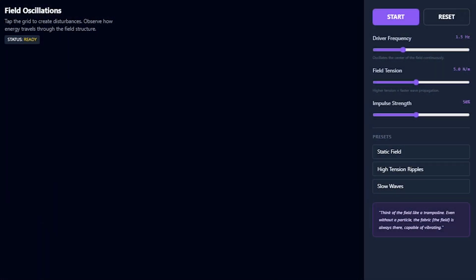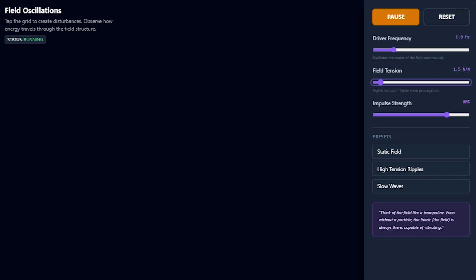Welcome. Imagine this grid is the invisible fabric of the universe. Every point is connected to its neighbors, forming what we call a field. This slider controls how fast we jiggle the field at the center. In physics, this determines the energy level of the vibrations. Notice how energy moves outward like ripples on a calm pond. Even where the field looks empty, it is vibrating with energy.